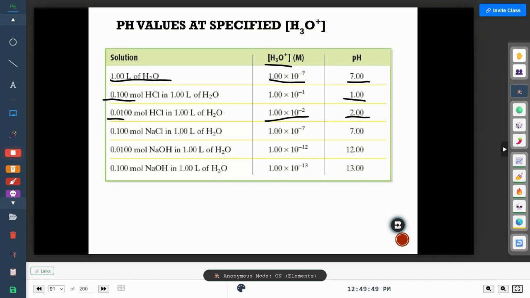Okay, you can see that for salt, if I'm adding salt in there, I'm not going to have my pH any different than I did with my water, because salt does not create hydronium ions.